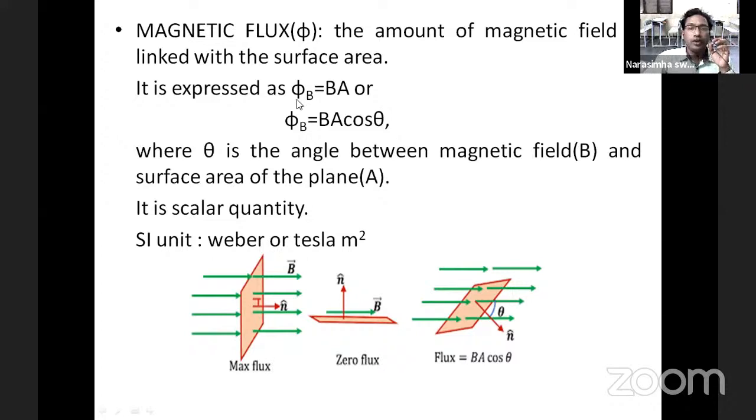This is a very important equation that we will use in various places in the next discussions. It is going to play a very important role, and it is a scalar quantity. It has only magnitude, and the unit to measure magnetic flux is the Weber or Tesla meter square. This is a very introductory part.